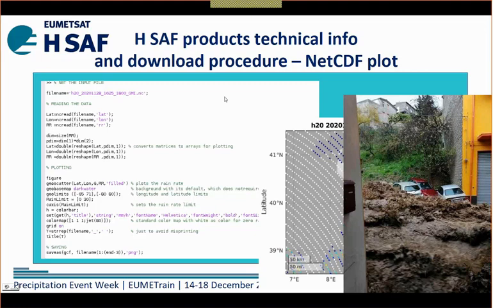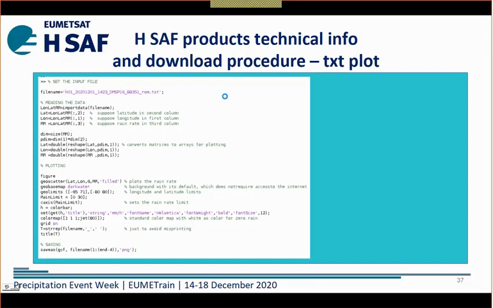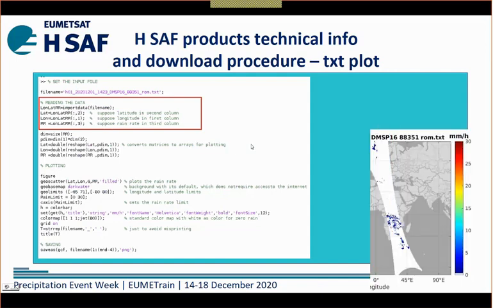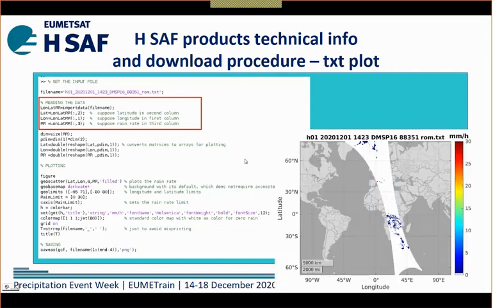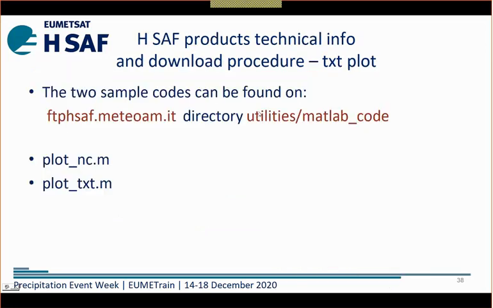If you are starting from a text file, the program is more or less the same, because the only thing that changes is the 4 lines for reading the data, before there were 3 of them. All the other things are exactly the same for obtaining, for example, this picture from an H01 satellite product. These 2 examples are available through the server, and they are called plot_nc.m and plot_txt.m.